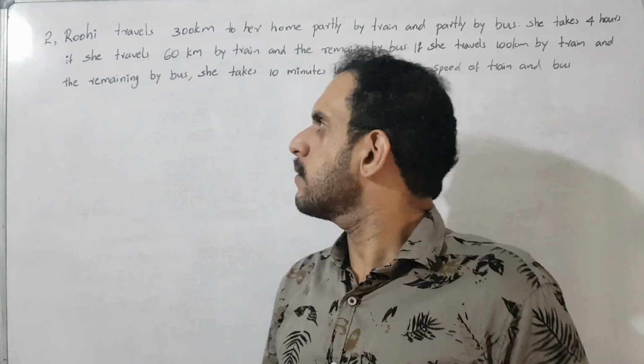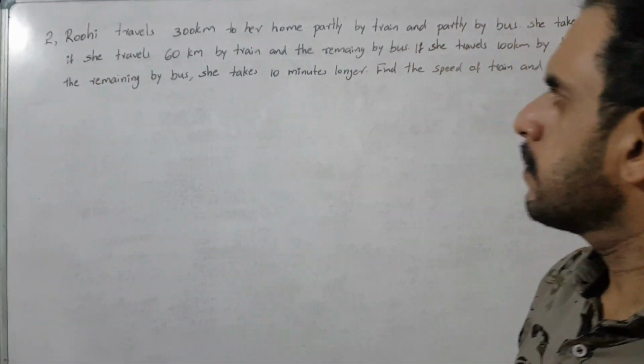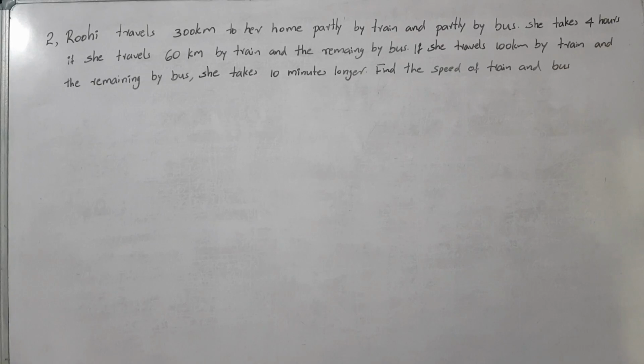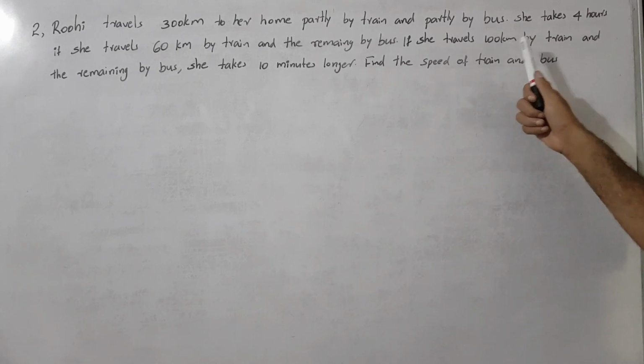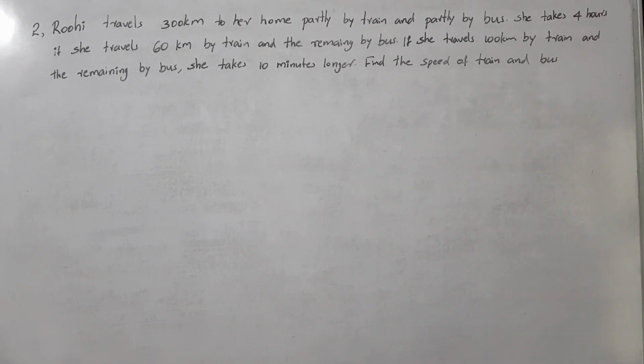The next question is like this. Ruhi travels 300 kilometers to her home partly by train and partly by bus. She takes 4 hours if she travels 60 kilometers by train and the remaining by bus. If she travels 100 kilometers by train and the remaining by bus, she takes 10 minutes longer. Find the speed of train and bus.